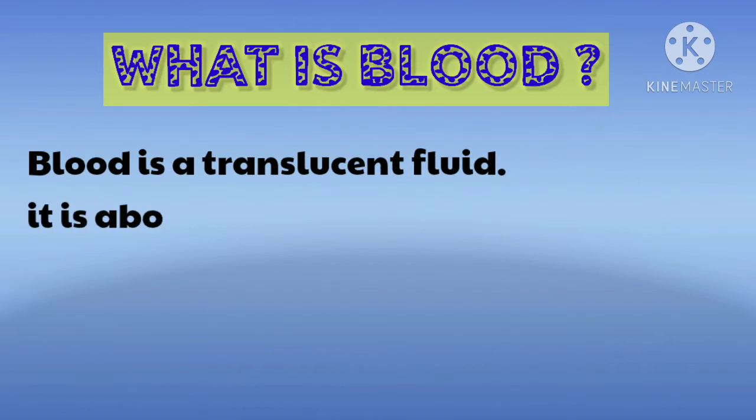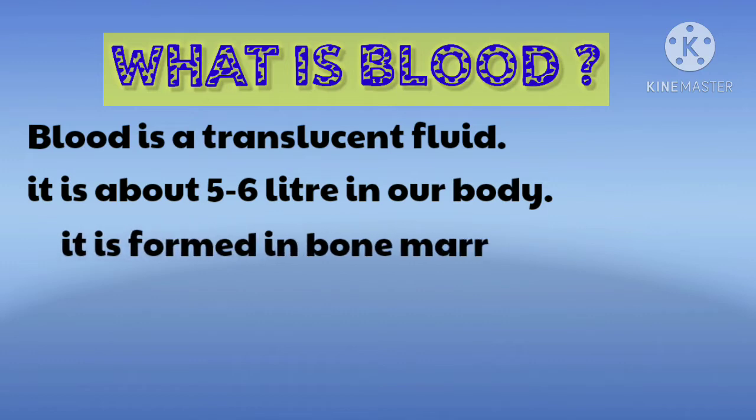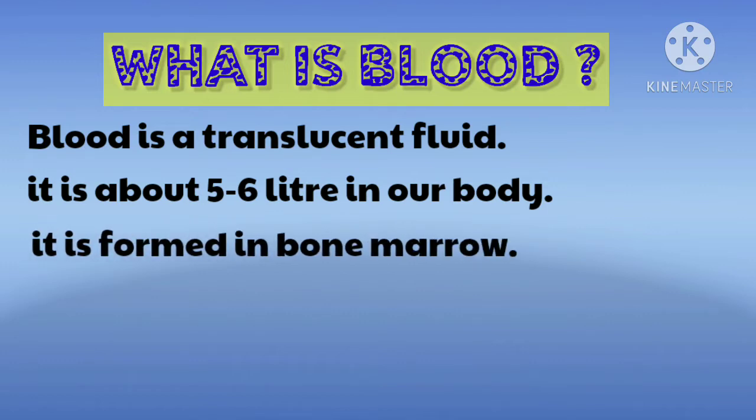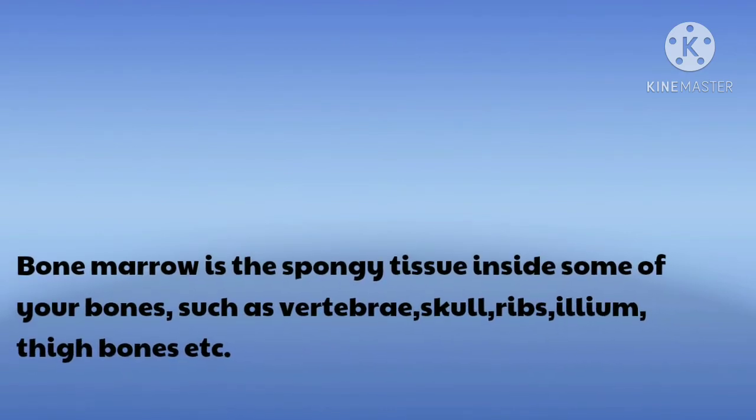So basically the blood is a translucent fluid, right? It is a translucent fluid which runs through the vessels and it transports all the essential materials which are required for our survival, right? About 5 to 6 liters of blood is found in our body. In every human being, it is about 5 to 6 liters. And it is formed in bone marrow, right? So now the question is, what is bone marrow?